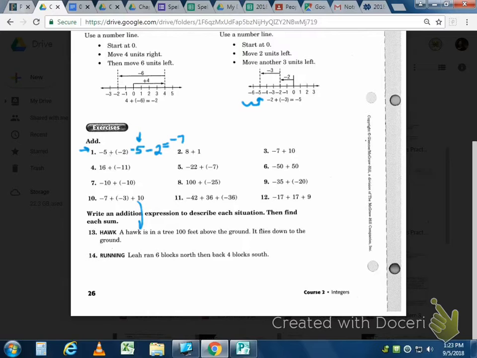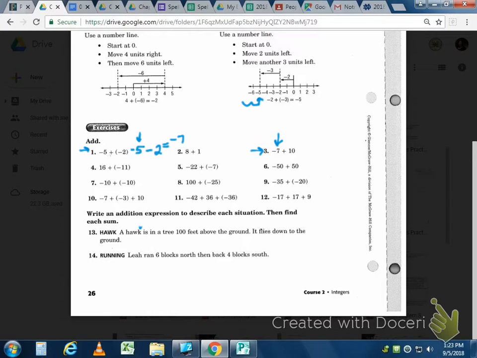I also talk about this in terms of money, so that might help out too here in just a minute. Now, if I were to do number 3 on my homework, there's no double signs written side by side, so I would not make you write this out.